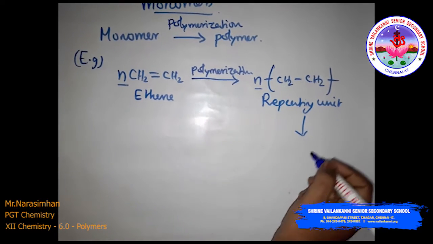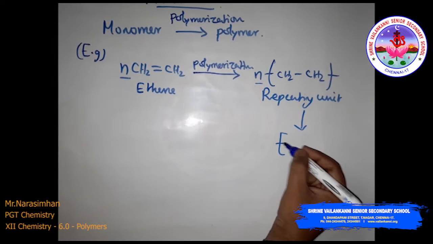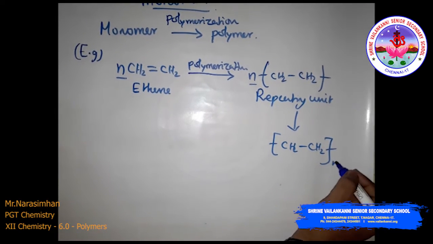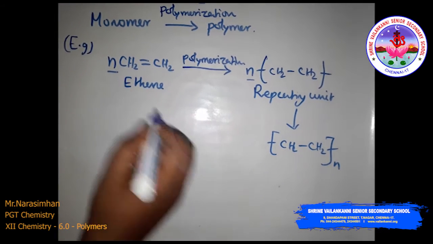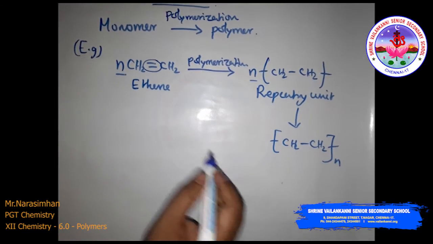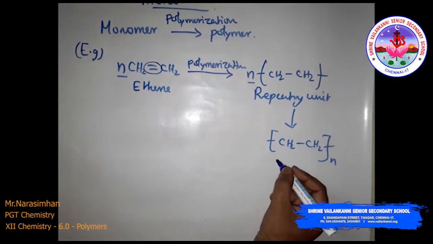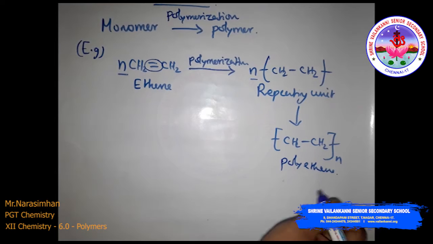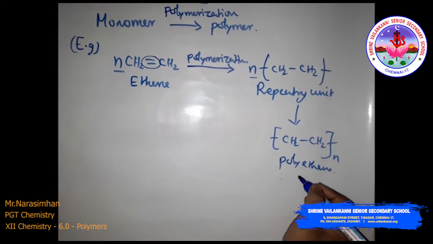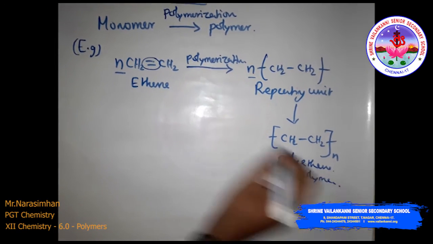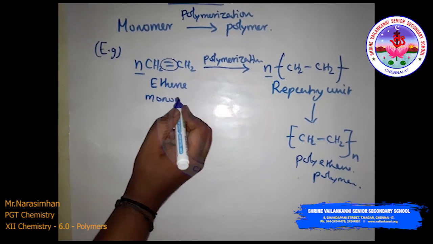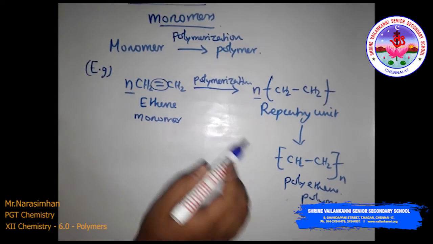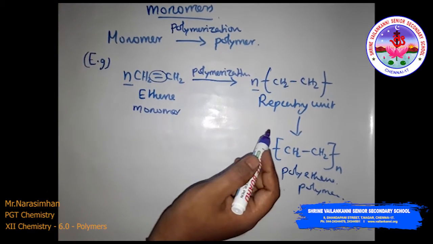Then finally it forms (CH2-CH2)n. So this double bond converts to the single bond. This is ethene and this is polyethene. Polyethene is a polymer. So here this is a monomer and this is a polymer. The monomer converts to polymer, and this process is called the polymerization process.